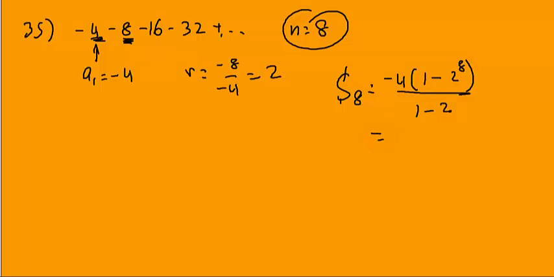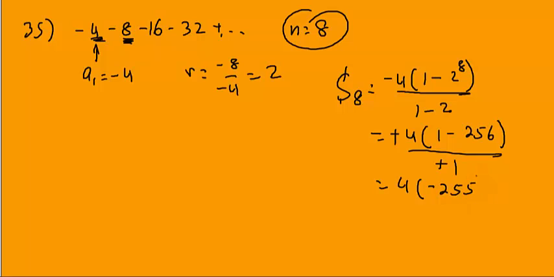Okay, so we're going to raise 2 to the 8th power first, which is 256. So the negative 4 times 1 minus 256, all that over negative 1. Alright, so the 2 negatives here will cancel off, and then I have a 4 times negative 255 inside the parentheses, so 255 times 4, and it's negative, so I'm going to get negative 1020.